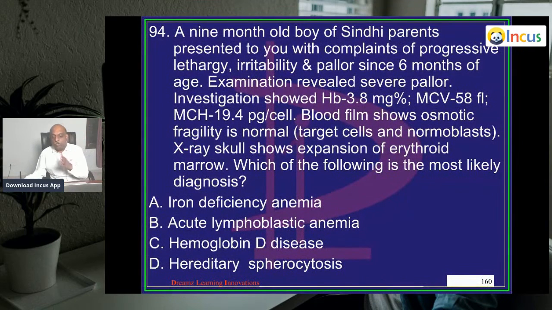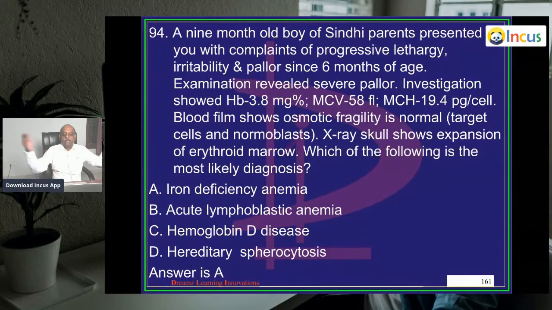A 9-month-old boy, severe pallor, low mean corpuscular volume, hemoglobin 3.8, target cells are there, erythroid marrow expansion is there on X-ray. So what is your diagnosis? Microcytic hypochromic anemia with erythroid marrow expansion. There is no other diagnosis than iron deficiency.